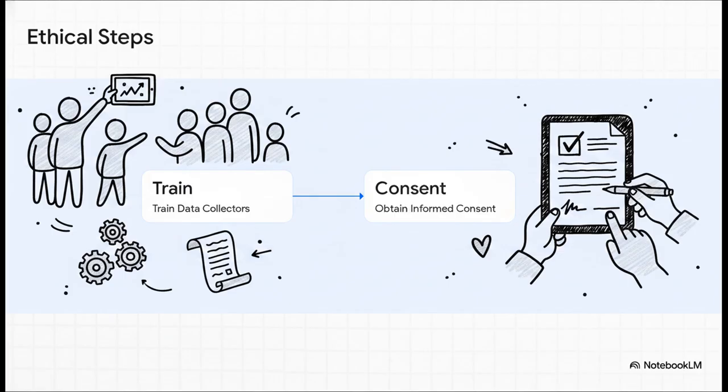So step 6 is to properly train your data collectors. If you've got multiple people helping you gather information, you must train them on the procedures and the ethical guidelines, so everyone is on the exact same page. Then, step 7, and this is arguably the most important ethical step of all, is to obtain informed consent from every single human subject involved in your study.